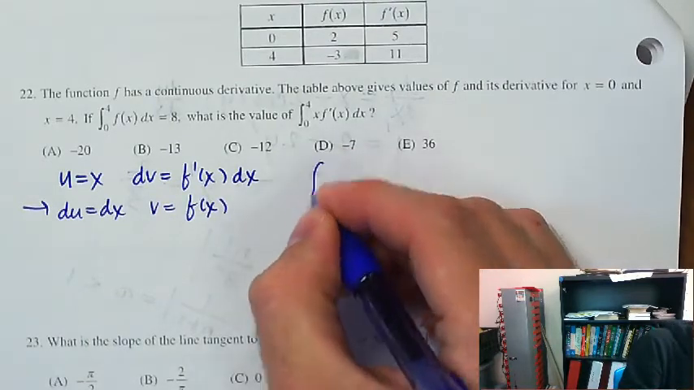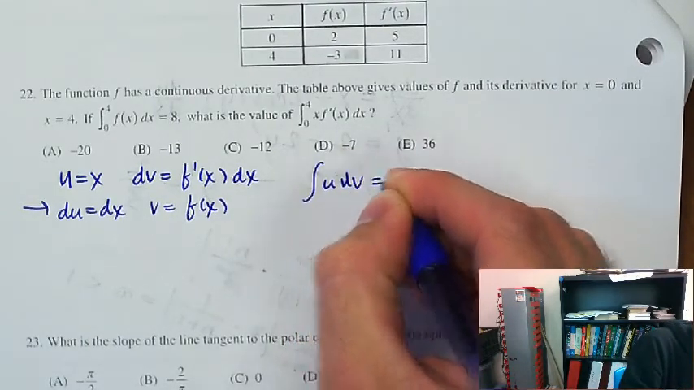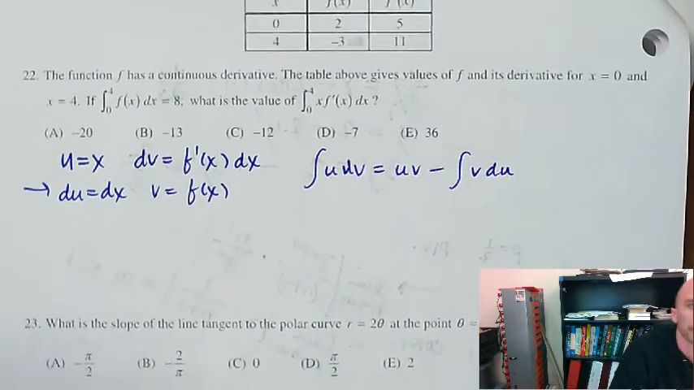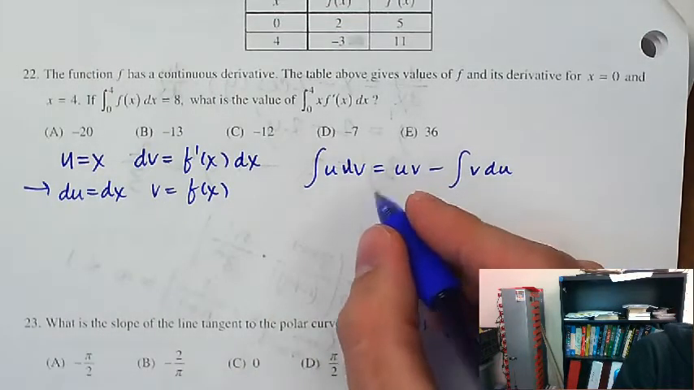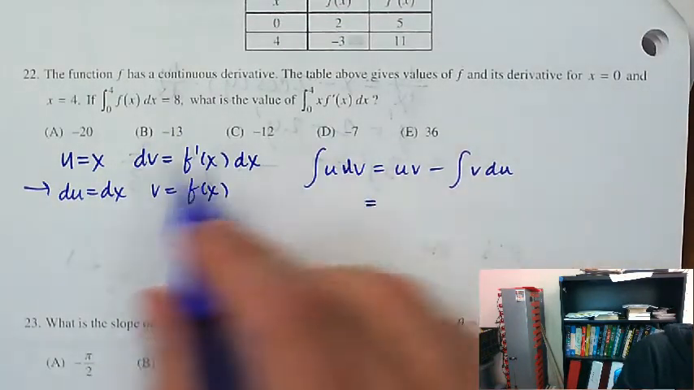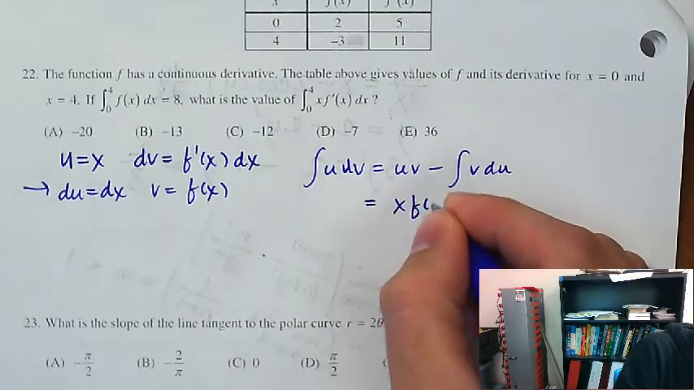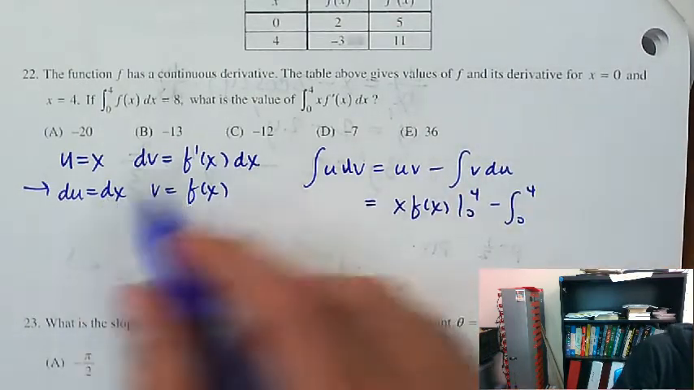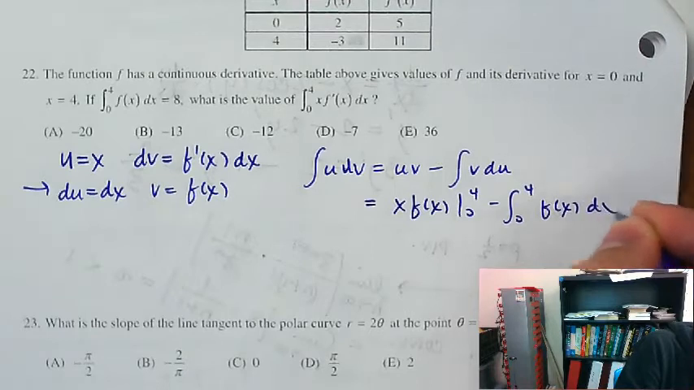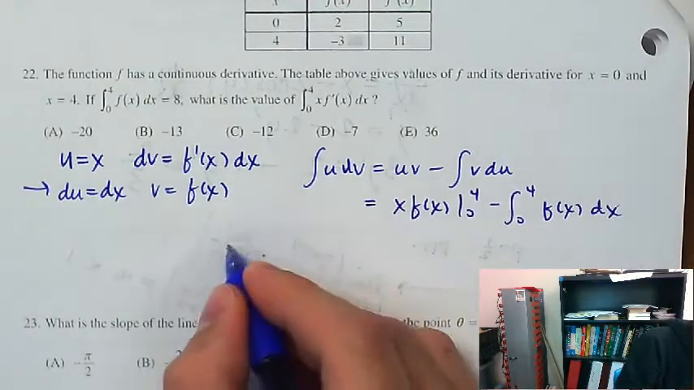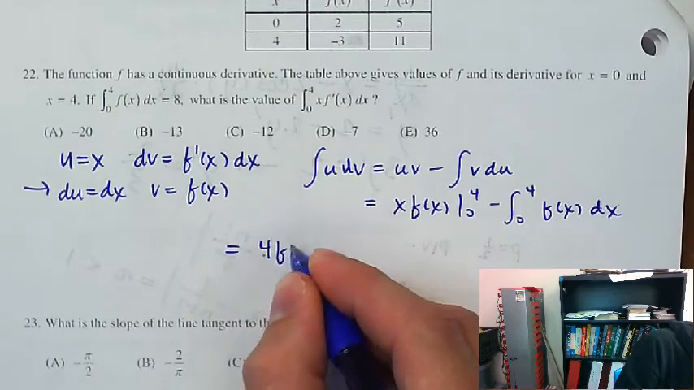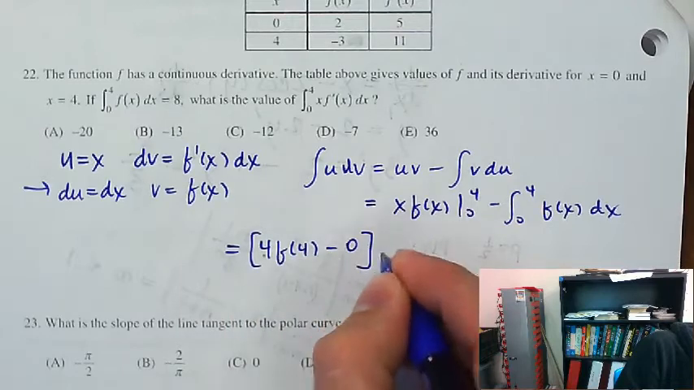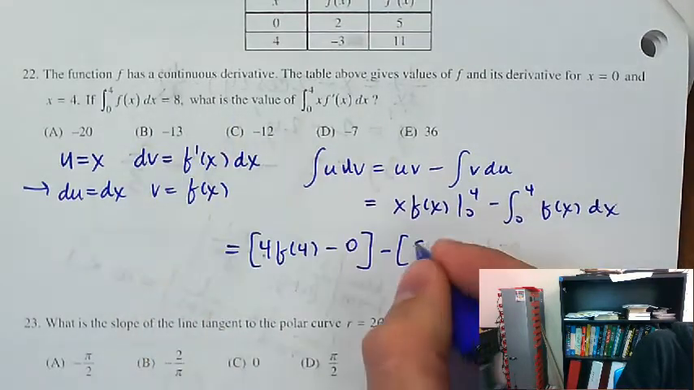Then I'm going to remember that the integral of u dv is equal to u times v minus the integral of v du. And, okay, that's what I've got. So it's going to be u times v, x f of x, minus the integral from 0 to 4 of v du, f of x dx. Okay, well, they already told us that. That's going to be 8. So this is going to be equal to 4f of 4 minus 0f of 0. And then that integral, they told us, is 8.